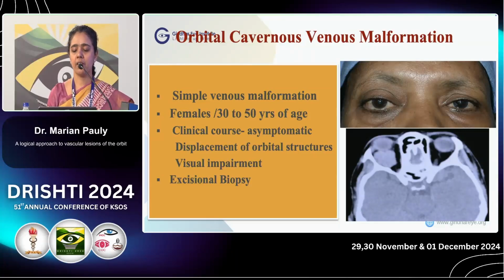They always come for mild protrusion or sometimes some blurring of vision, or the refraction is frequently changing because of the hypermetropia. So the clinical course can be asymptomatic or symptomatic. And there are some indications for treatment, especially if it is affecting the vision or visual fields or the optic nerve is compromised. Excision biopsy is the treatment.